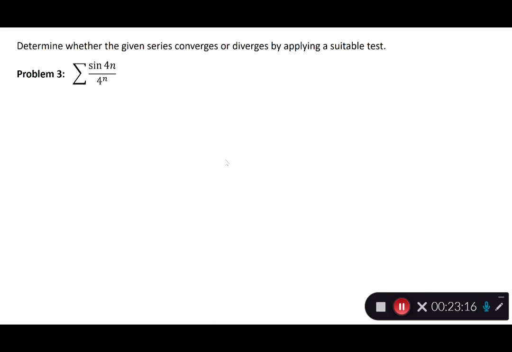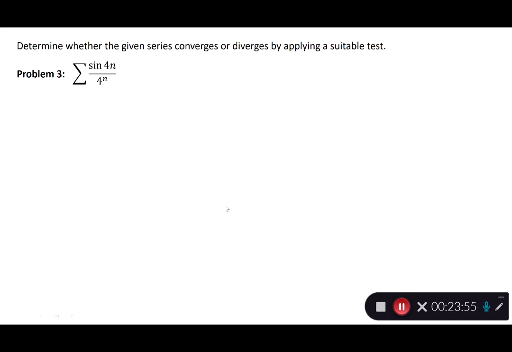Okay. Hint. Read the test carefully. What is the very starting point of comparison test? Suppose sigma a sub n and sigma b sub n have positive terms, or series with positive terms. Is sigma a sub n series with positive terms? No. Sine of 4n could be negative, right? So, strictly speaking, you cannot apply comparison test.